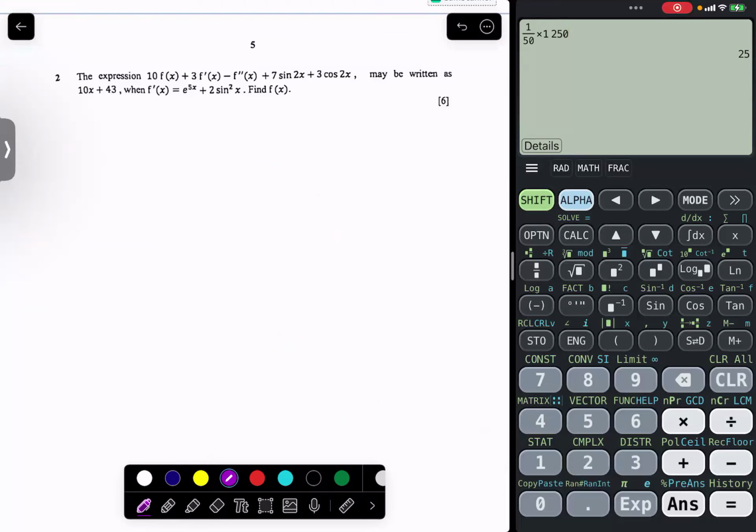The expression 10f(x) plus 3f prime x minus f prime prime x plus 7 sine 2x plus 3 cos 2x may be written as 10x plus 43 when f prime x equals e^5x plus 2 sine square x. Find f(x).